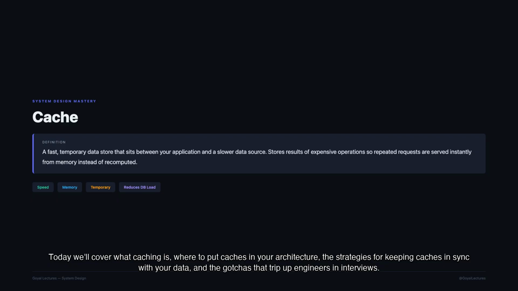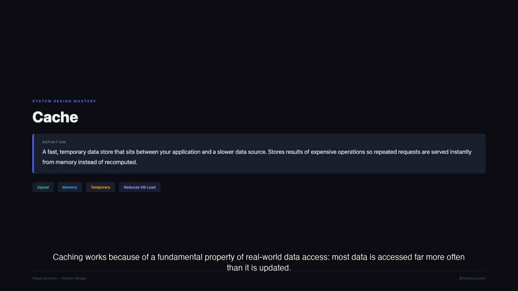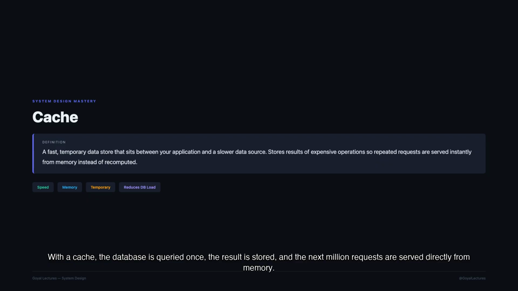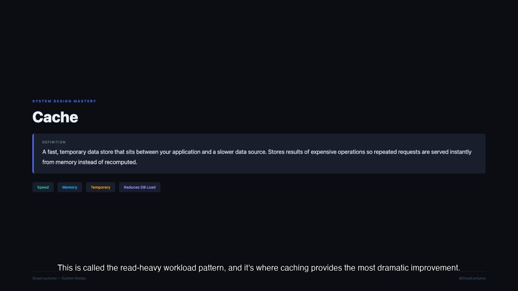Caching works because of a fundamental property of real-world data access. Most data is accessed far more often than it is updated. Think about a news website. The homepage shows the same top 10 articles to millions of visitors. Every single one of those requests would normally hit the database. With a cache, the database is queried once, the result is stored, and the next million requests are served directly from memory. This is called the read-heavy workload pattern, and it's where caching provides the most dramatic improvement.